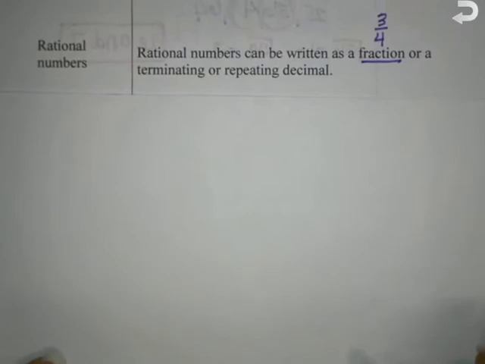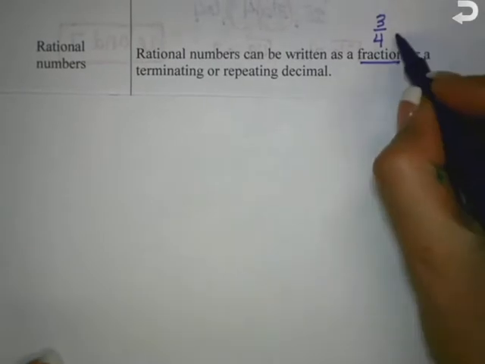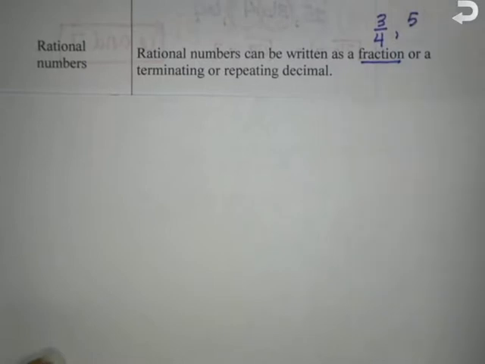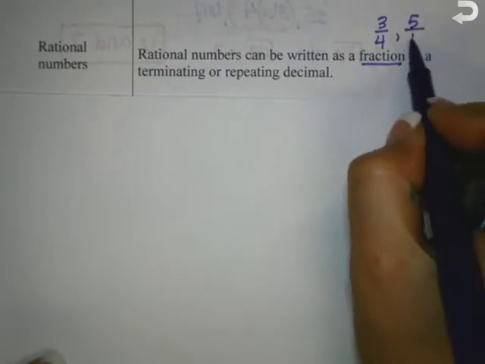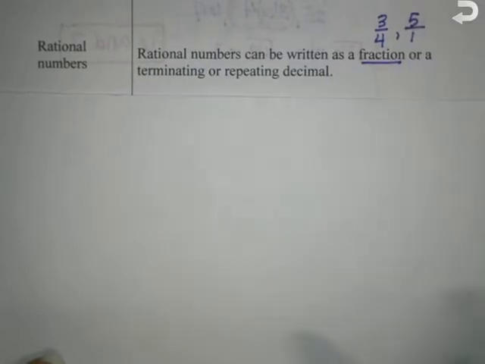Would an integer be a fraction? So like 5, would 5 be rational? No. Can I write 5 as a fraction? Yeah, 5 over 1. So 5 is a rational number. Okay? So a rational number can be written as a fraction.